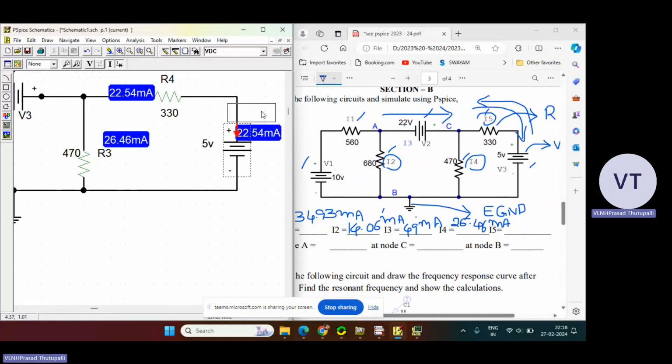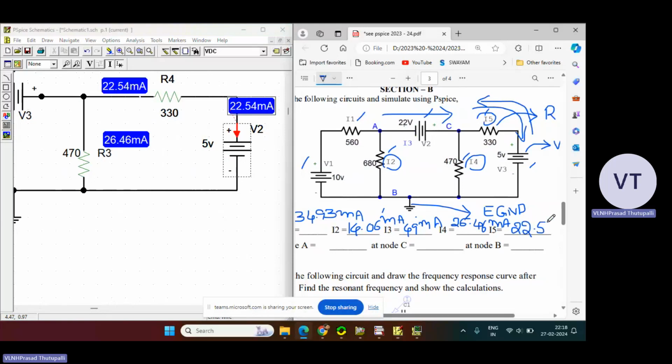The current flowing through this particular branch is 25 point... Of course, the same thing. This or this, both are the same. This is the current flowing through this branch component, and these two are in series, so the same amount of current flows through both the components: 22.54 milliamperes. You write 22.54 milliamperes.